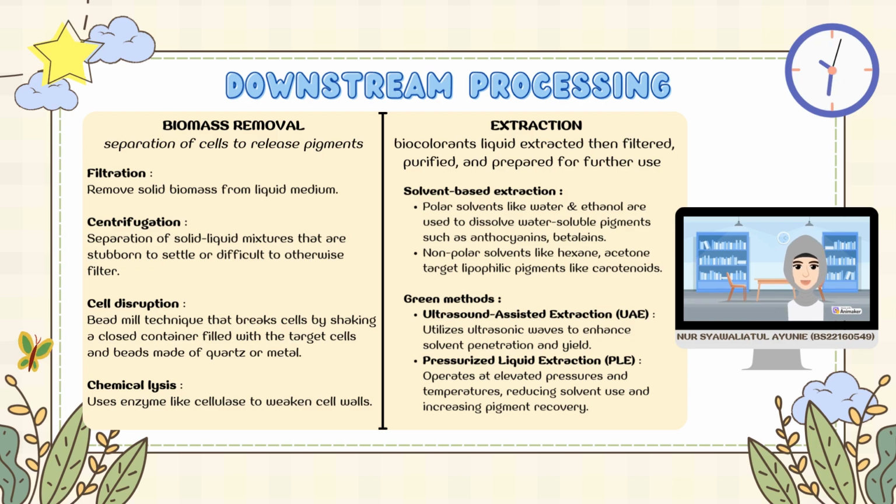Stabilizers such as antioxidants are often added during the process to prevent pigment degradation. Once extracted, the liquid containing the pigments undergoes further stages including filtration and purification to prepare for drying and storage. These steps ensure the pigments are stable, vibrant, and suitable for application in industries like food, cosmetics, and textiles.